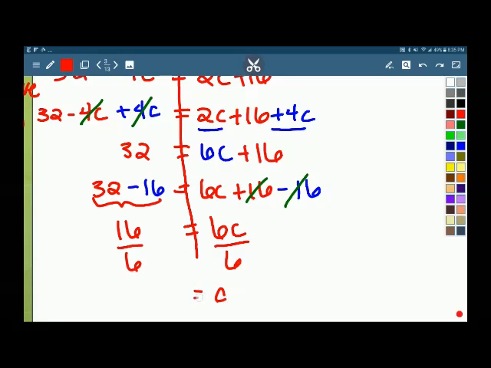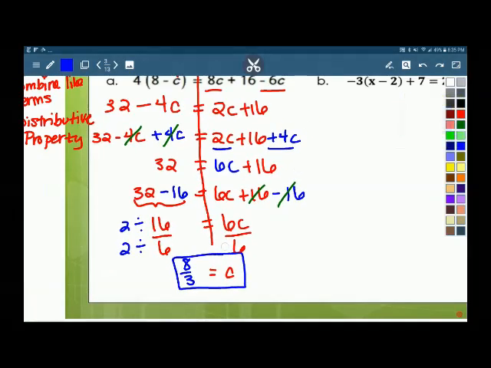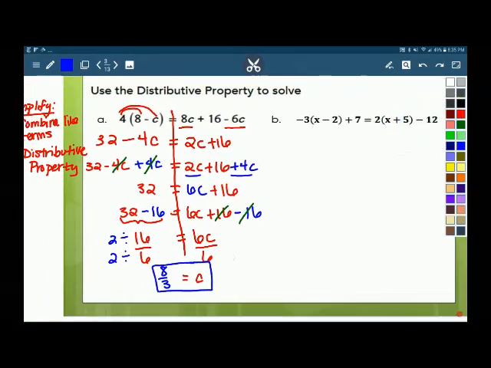And I can see if I were to reduce this fraction, I can divide both of these by 2, just to simplify this fraction, and I get 8/3. Now, don't let a fraction scare you. And you could even write this as a decimal, but if you wrote this number as a decimal, because it's a third, you would have to round it. But you could also check your solution by plugging it back into the original equation.